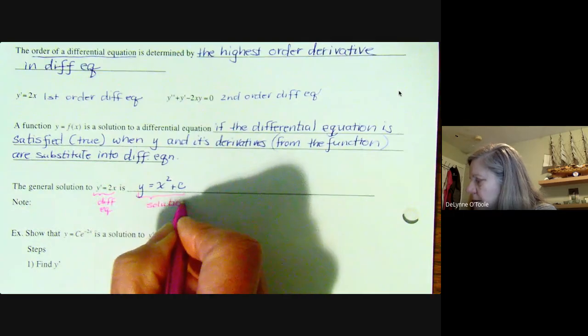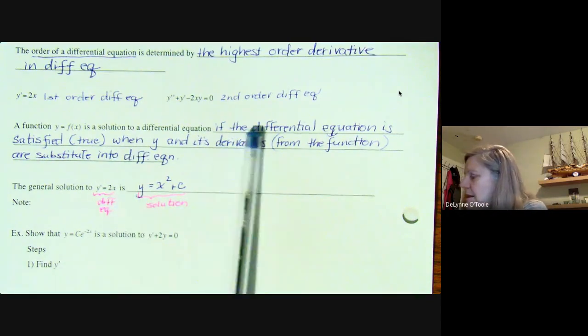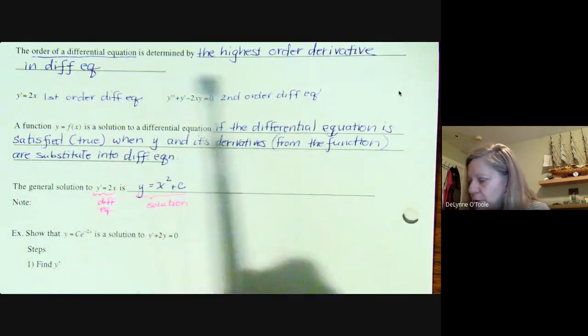So sometimes a solution is found simply by integrating. There aren't going to be very many of those. Those are way too easy. You've already done a lot of integrating. We're going to show you how to do more complex ones. Okay, but it is definitely a solution. It meets this requirement for being a solution.